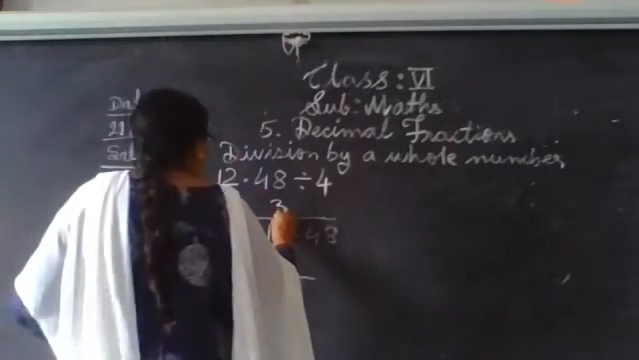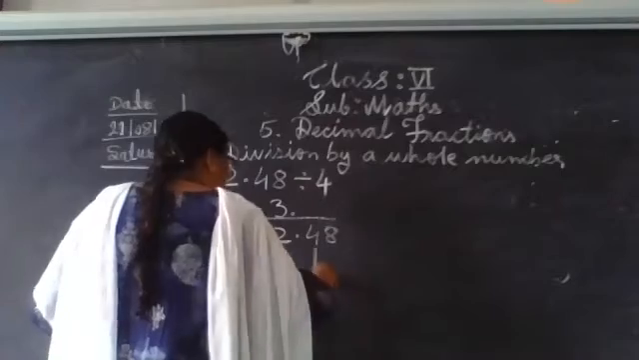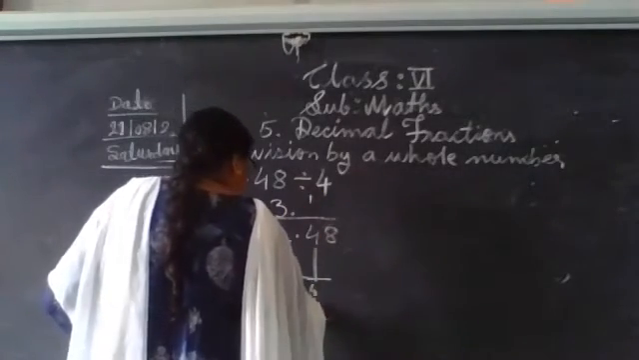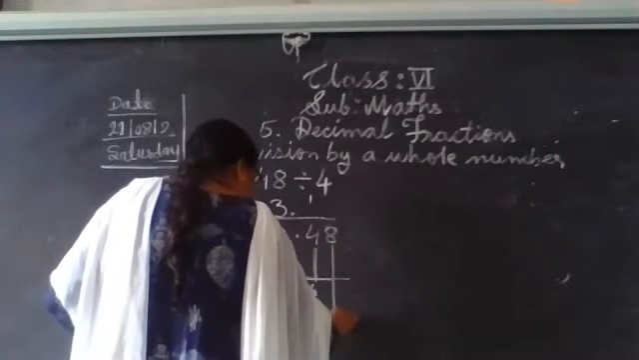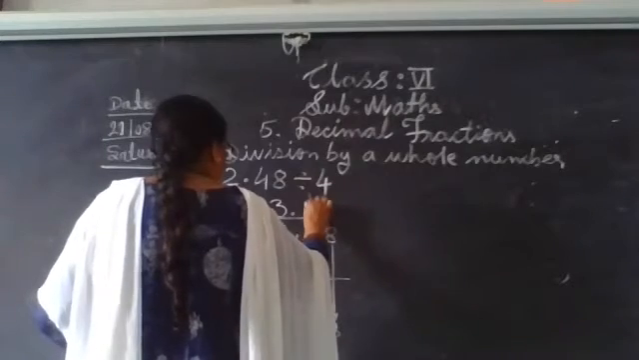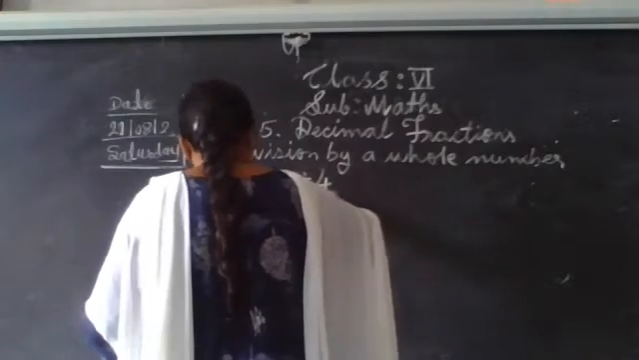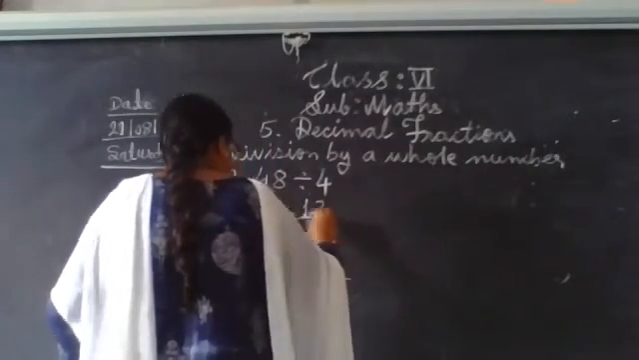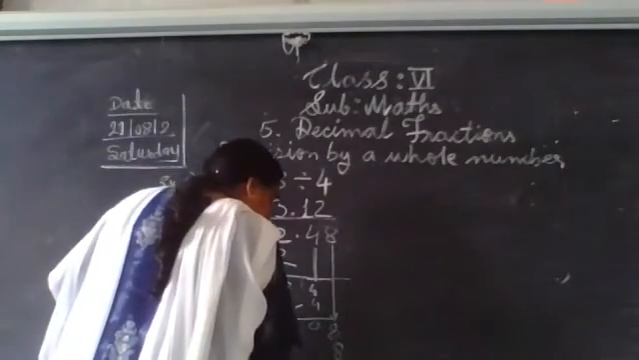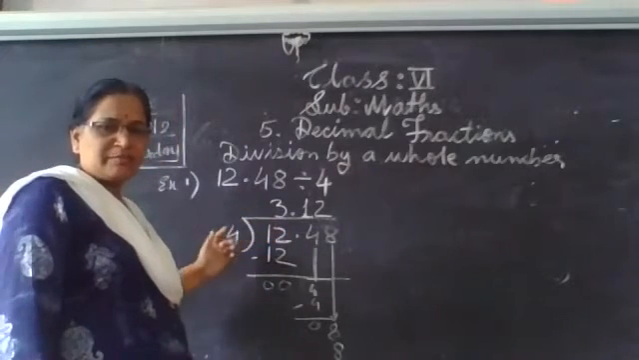So we will put the decimal point in the quotient. Now we will bring this 4 down. 4 1s are 4. Now bring down this 8. 4 2s are 8. Got it, children? So in this way, you can find the quotient of a decimal fraction by a whole number.